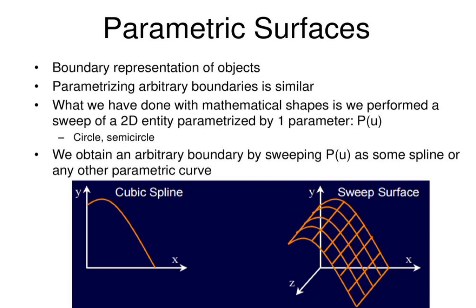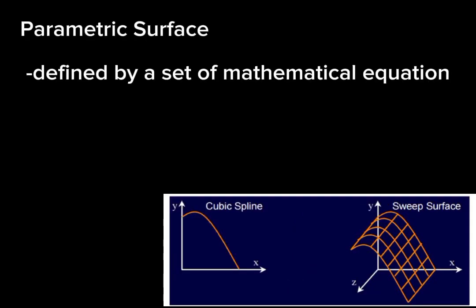And for the last part of this presentation, I will discuss parametric surfaces. Parametric surfaces are a powerful way to represent and model complex 3D shapes in computer graphics and geometric modeling. A parametric surface is defined by a set of mathematical equations that describe the surface's shape and properties.